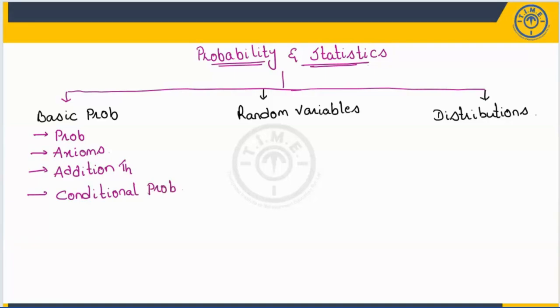And we are having Bayes theorem. And the last one is on total theorem. And when it comes to the random variables, we are having only two. One is the discrete random variable, and another one is the continuous random variable.